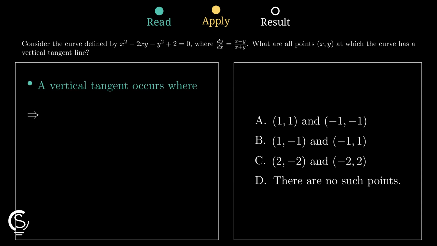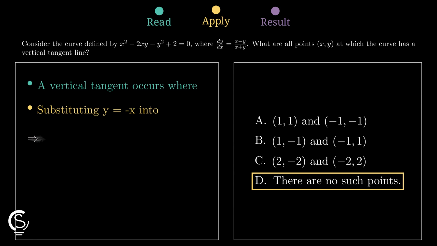Now we substitute this back into our original curve equation to see if any real points actually exist there. Plugging that in gives x squared plus 2x squared minus x squared plus 2 equals 0. Simplifying leads to x squared equals negative 1.